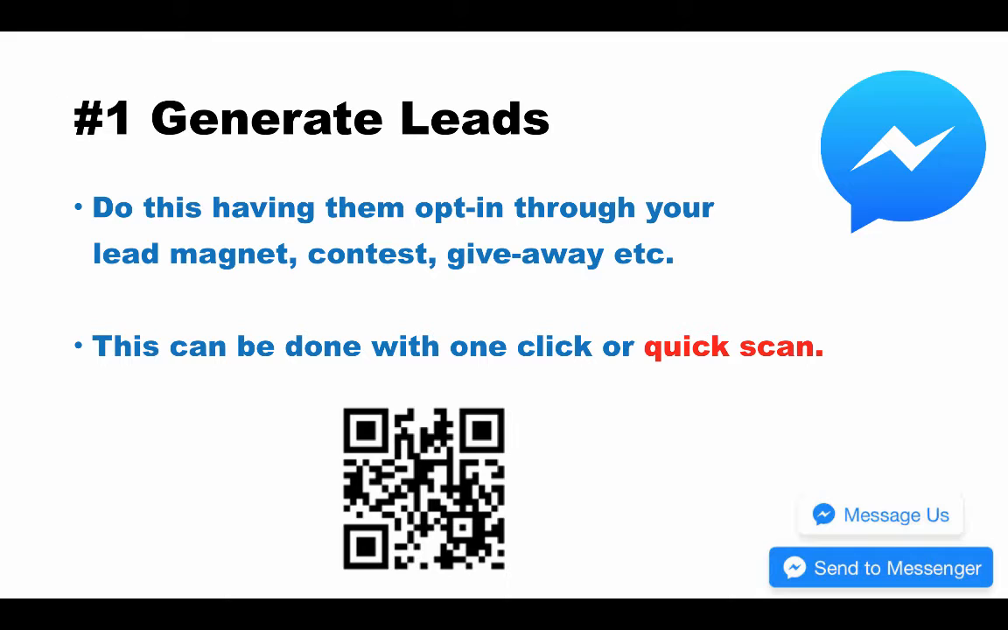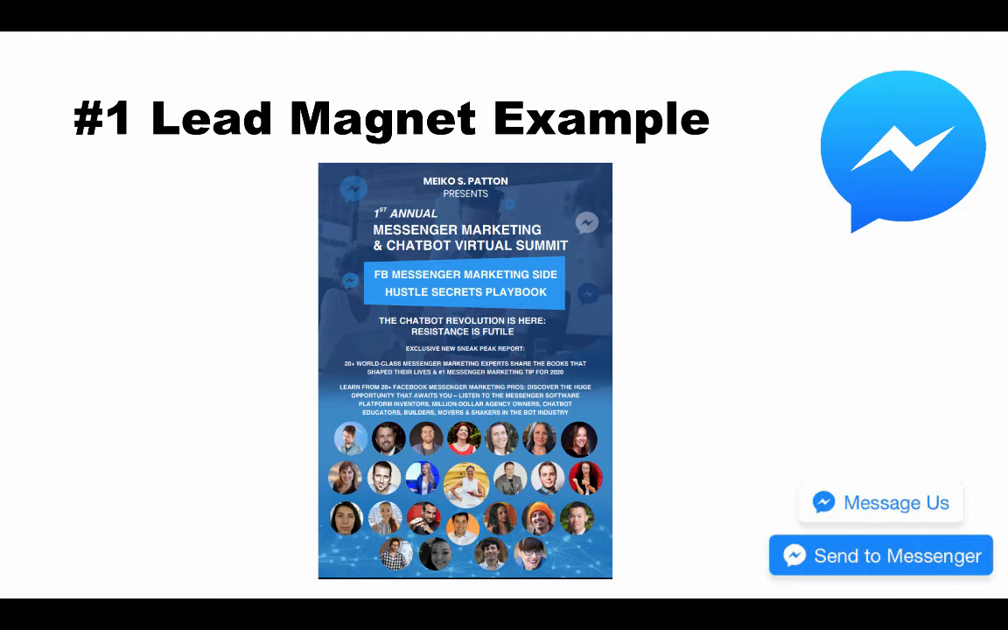So the one way you can do this is with a simple QR code. In the past, QR codes were kind of lame. You couldn't really do anything with them. But now you can scan a QR code and it can take you to Facebook Messenger, grab information from your subscriber, and you can start that conversation to develop that know, like, and trust.